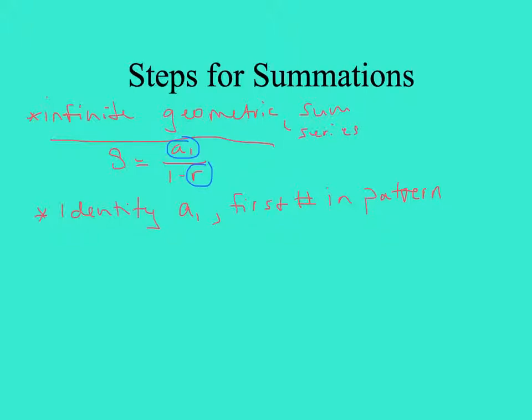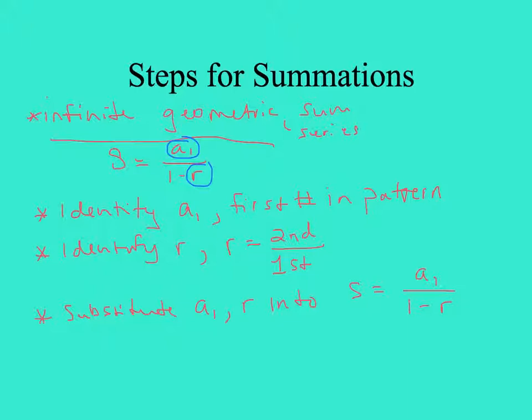So my second step here is to identify R. That's our common ratio. And we get that by just taking our second term and dividing by our first term. And that will give us what R is equal to. You might have to leave it in fraction form if it's ugly, but we can do it. And then our last step is to substitute our values, our A1 and our R, into the sum formula.